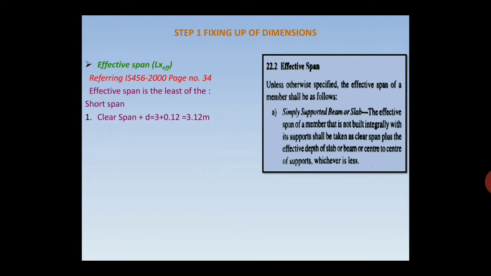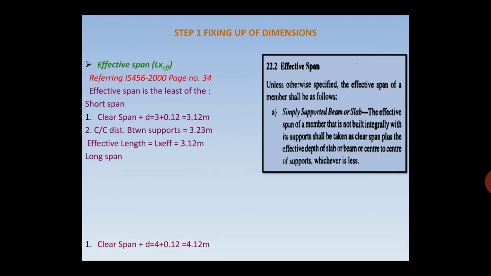So firstly we are finding effective span for the shorter direction, that is Lx. Now remember, here we are designing a two-way slab. We have already discussed how the behavior of the two-way slab is. Here bending will take place in both directions, hence we need to find the effective span along both directions. So firstly, along the shorter span, clear span plus d, or center to center distance between the supports. From this the least is 3.12, which is the effective span in x direction.